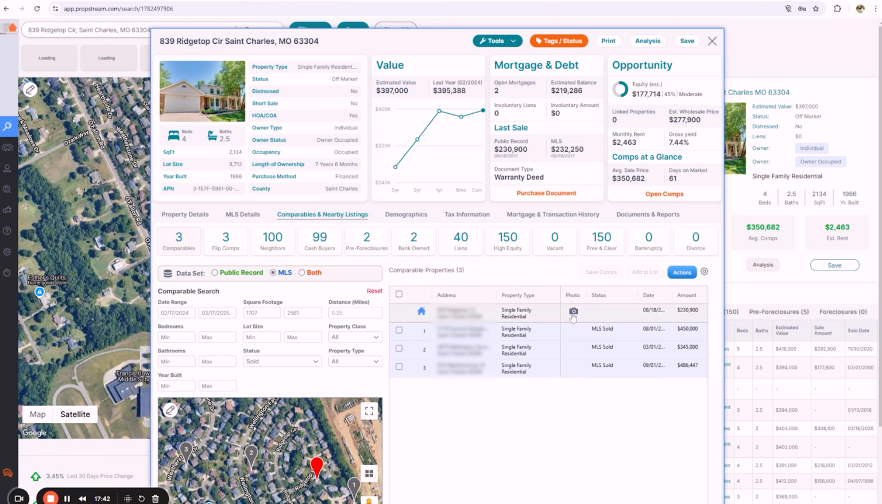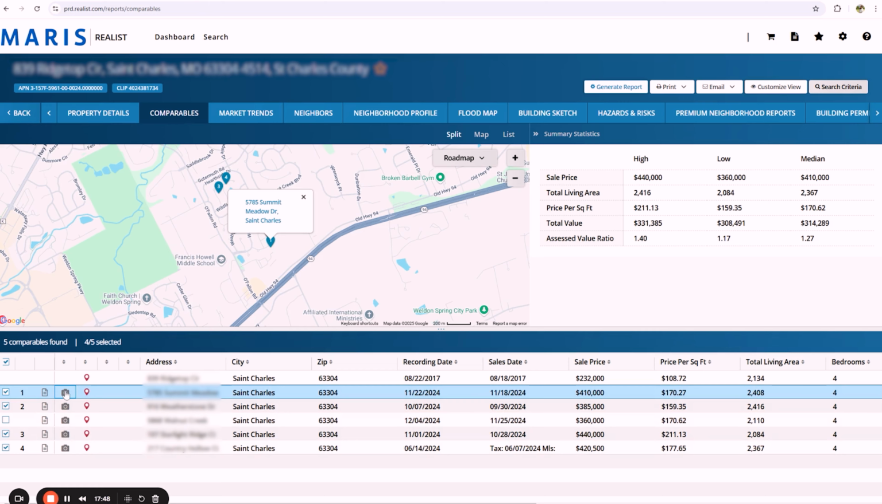One other problem with relying on something like PropStream or Deal Machine is we don't actually have photos on these particular places. Whereas in the MLS or in Realist, we've got photos for pretty much all of them. Do you think it might be important to be able to look at pictures of what you're using as comps to understand how your property measures up? I would argue mildly so.